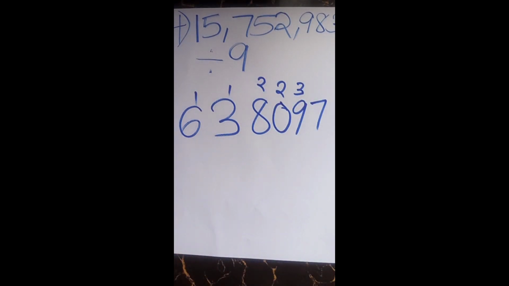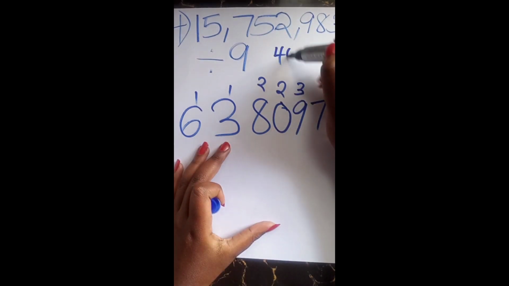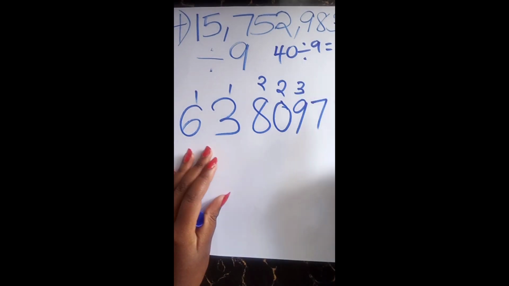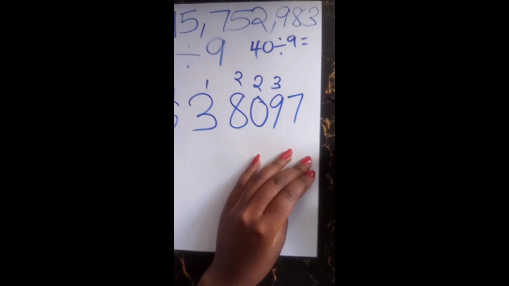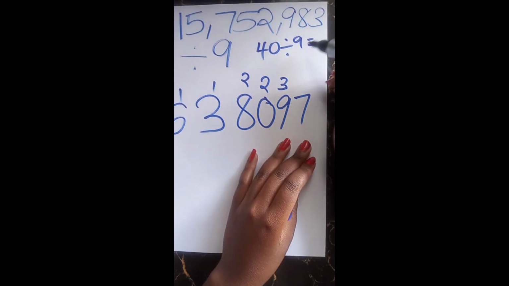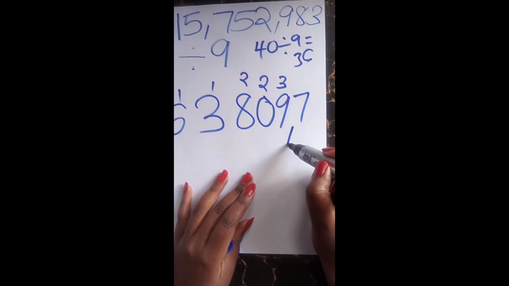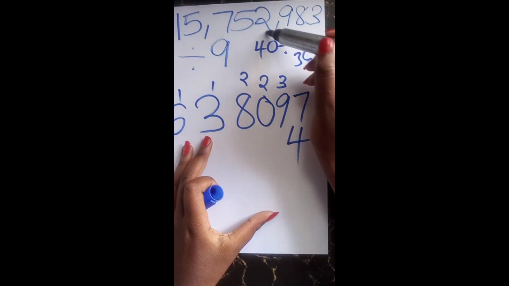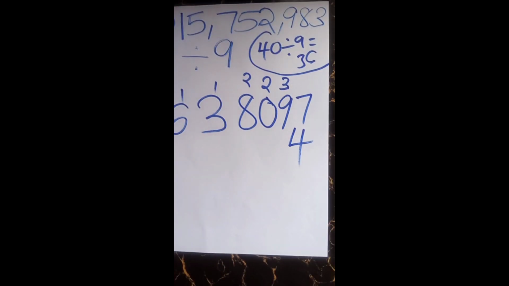Okay, so 40 divided by 9 will also leave us with a remainder. So when you divide, what is the closest number to 40 in the table of 9? The closest number is 36. Okay, so we'll write a 4 here because 4 times 9 is 36. Okay, and for us to know the remainder that we'll be left with, we'll subtract this 36 from 40. And as we can see, our remainder will be 4.